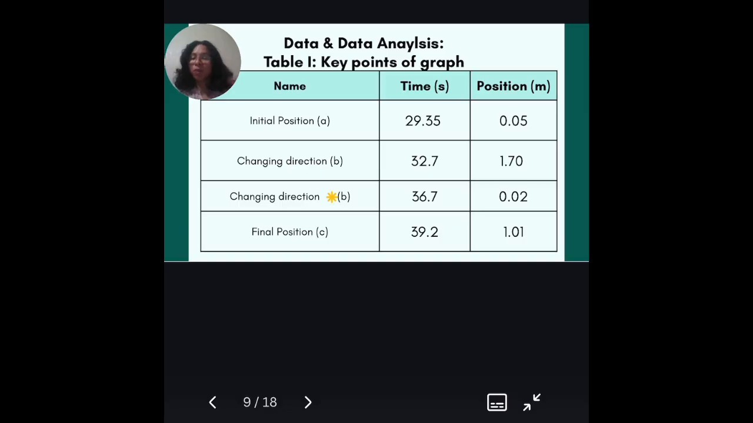So for this one, it's following the same key. So the initial position was A, and that time was 29.35 seconds. Position was 0.05 meters.